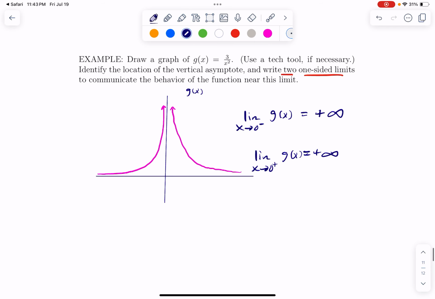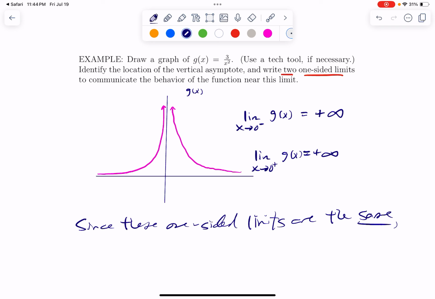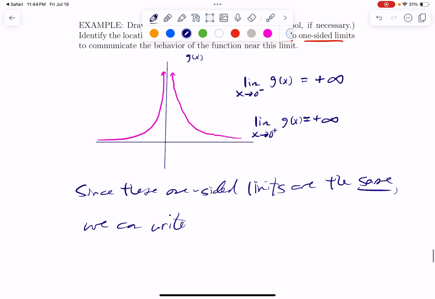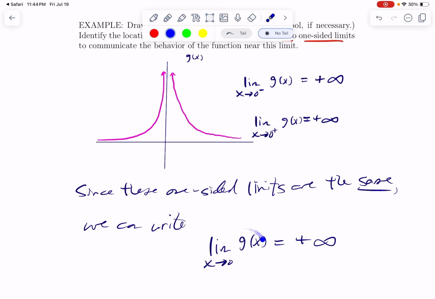And let's just note, since these one-sided limits are the same, we can write simply that the limit as x approaches 0 of g of x is positive infinity. Again, that's a shorthand, but the behavior on the left is the same as the behavior on the right, so we can just talk about the limit without specifying which side.